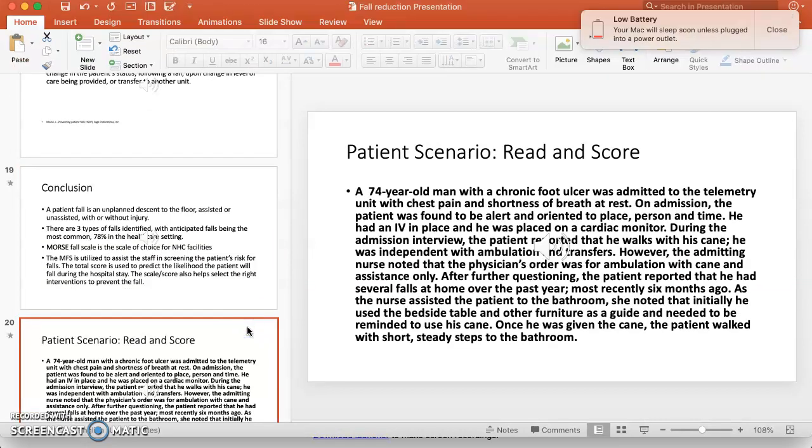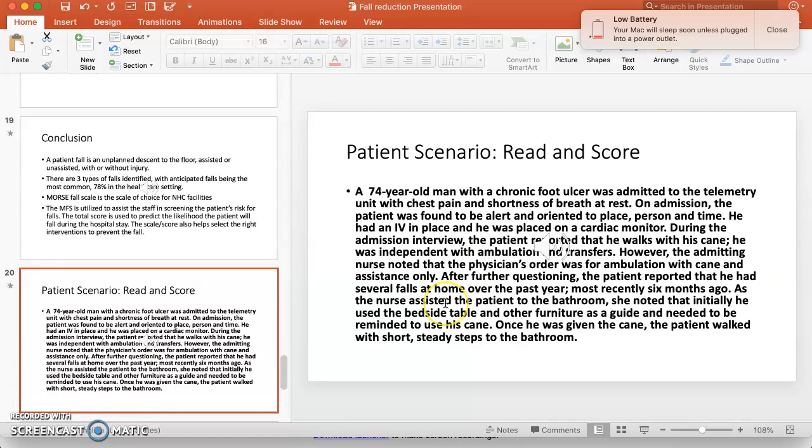Here's the patient scenario. Please feel free to pause this if you need to read it, but it just says a 74-year-old man with chronic foot ulcer was admitted to the telemetry unit with chest pain, shortness of breath at rest. On admission, the patient was found to be alert and oriented to place, person and time. He had an IV in place. He was placed on the cardiac monitor.